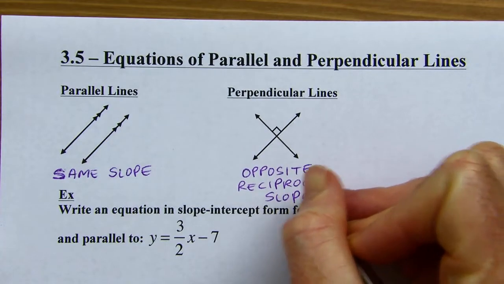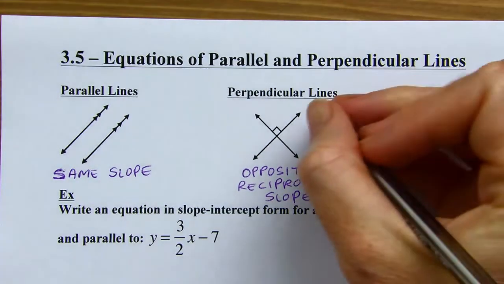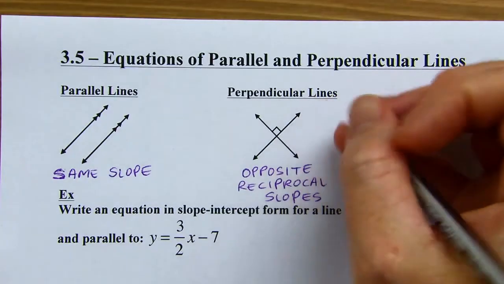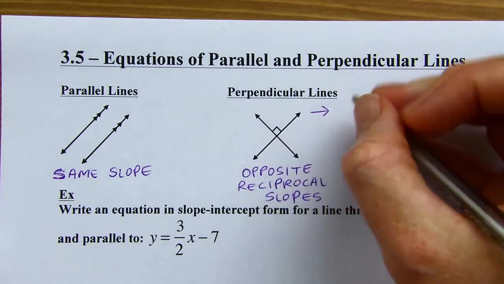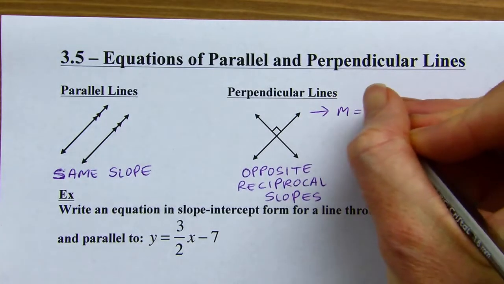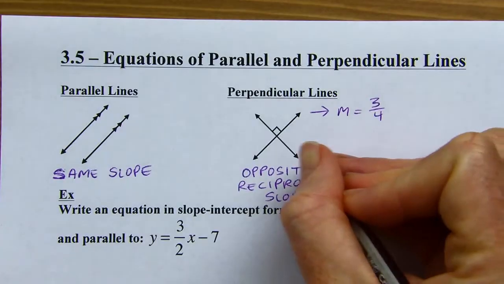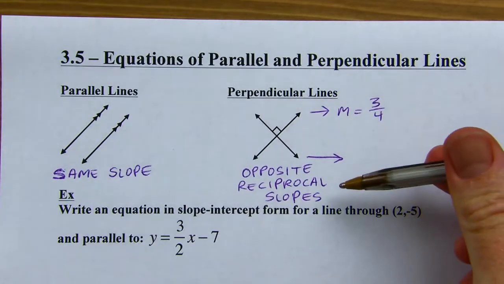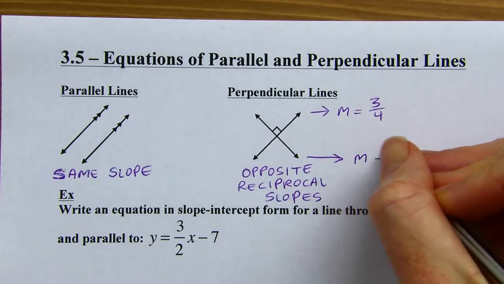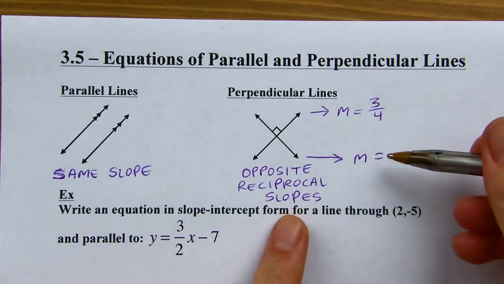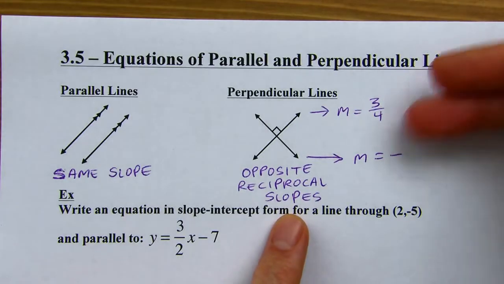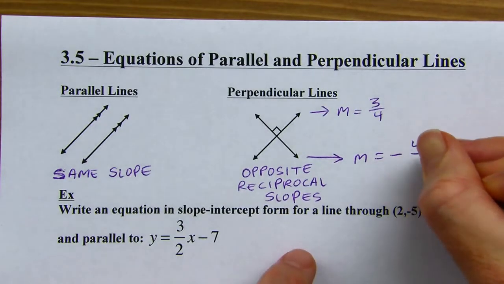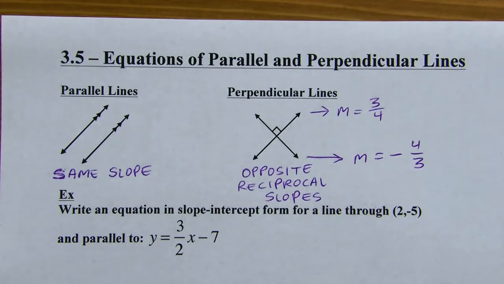Okay, so the easiest way to show you what an opposite reciprocal is, I think, is just with an example. So let's say that the slope of this line is 3/4. Now these are perpendicular lines, so they should have opposite reciprocal slopes. Opposite means it's going to be the opposite sign, and then reciprocal means you flip the fraction upside down. So 3/4 and -4/3 would be an example of opposite reciprocals.